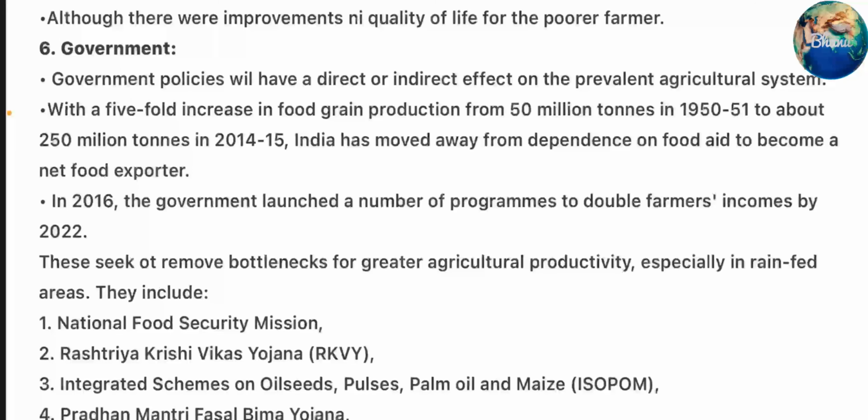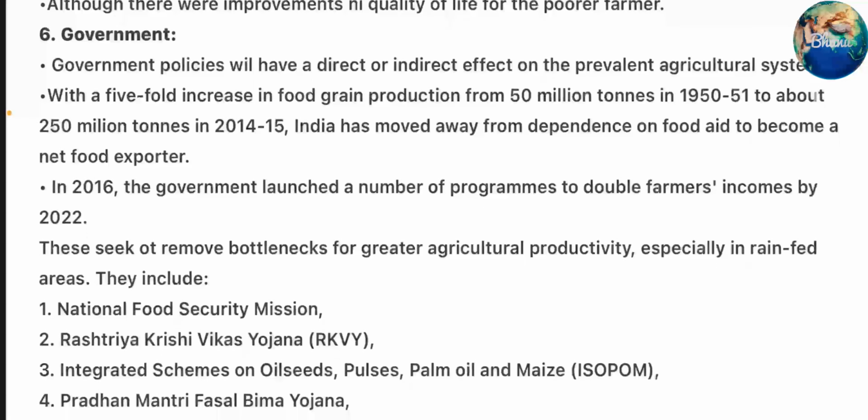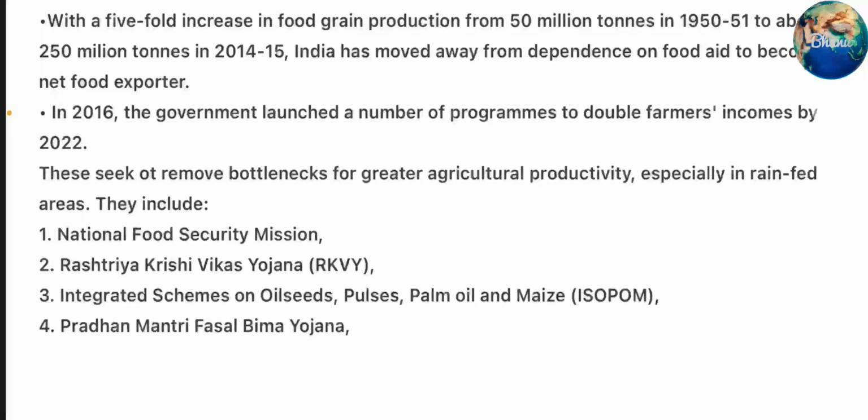With a five-fold increase in food grain production from 50 million tons in 1950 to about 250 million tons in 2014-15, India has moved away from dependence on food aid to become a net food exporter. In 2016, the government launched a number of programs to double farmers' income by 2022. These seek to remove the bottlenecks for greater agriculture productivity, especially in rain-fed areas.